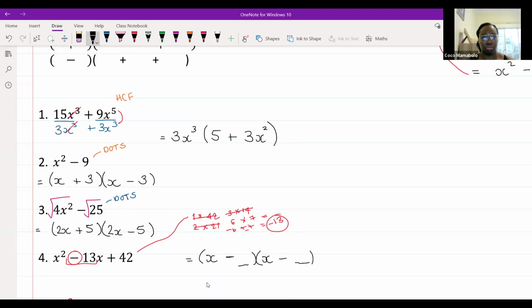So on the first bracket, I think negative 6 is going to be there. Negative 6. And in the second bracket? And then negative 7. Beautiful. I'm going to tell you something, Thandolwethu. Even if you had written the negative 7 first and then the negative 6, it wouldn't have made a difference.